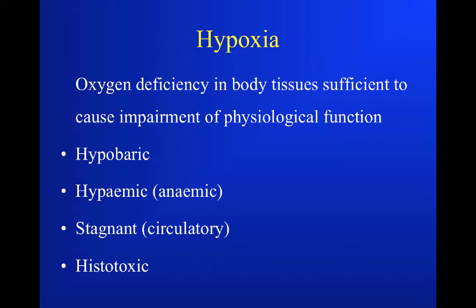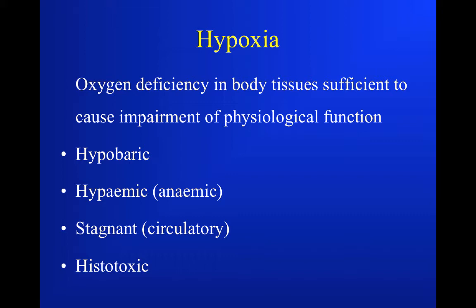Hypoxia can be defined as oxygen deficiency in body tissues sufficient to cause impairment of physiological function. And typically it is divided into the following 4 types. Hypobaric hypoxia, or sometimes referred to as hypoxic hypoxia, is where there is insufficient oxygen available due to either insufficient barometric pressure to drive oxygen down the oxygen cascade as seen at altitude, or an insufficient percentage of oxygen for the patient's requirements. In the first vodcast, we spent some time looking at how pressure changes will result in decreased partial pressure of oxygen at altitude.